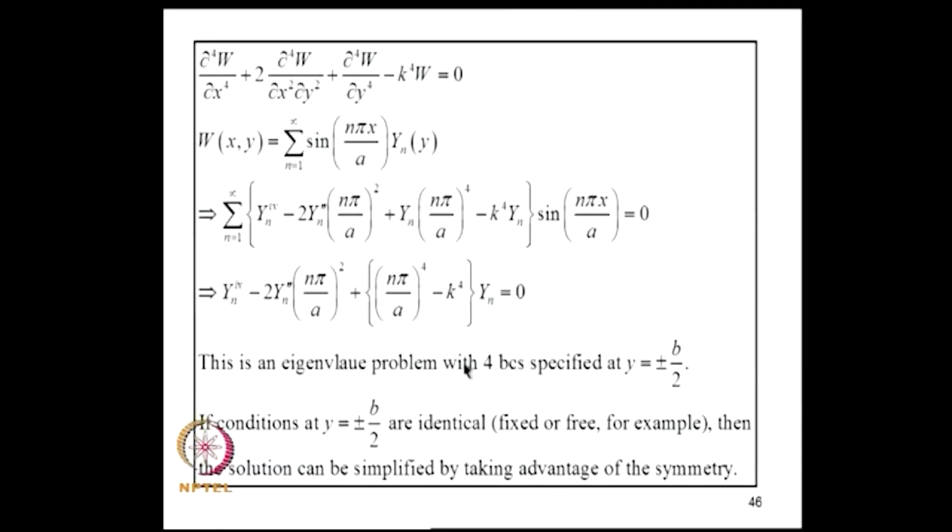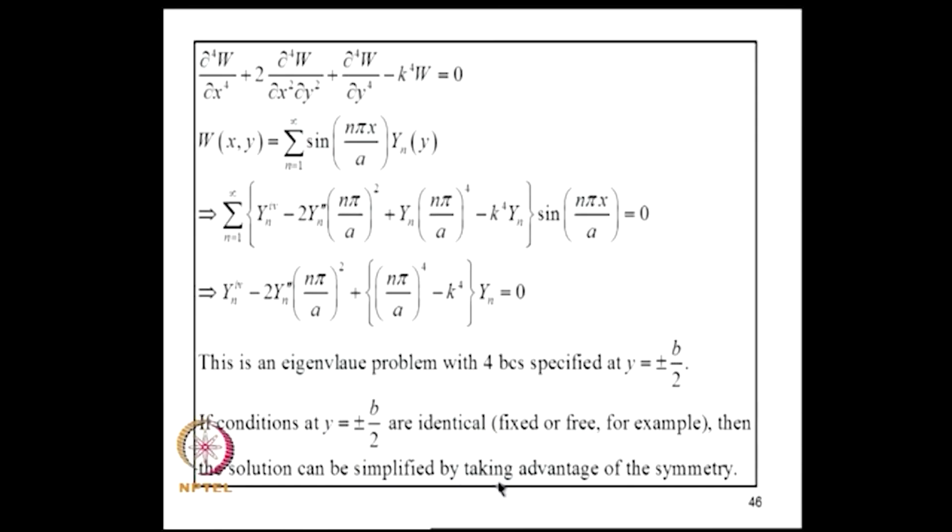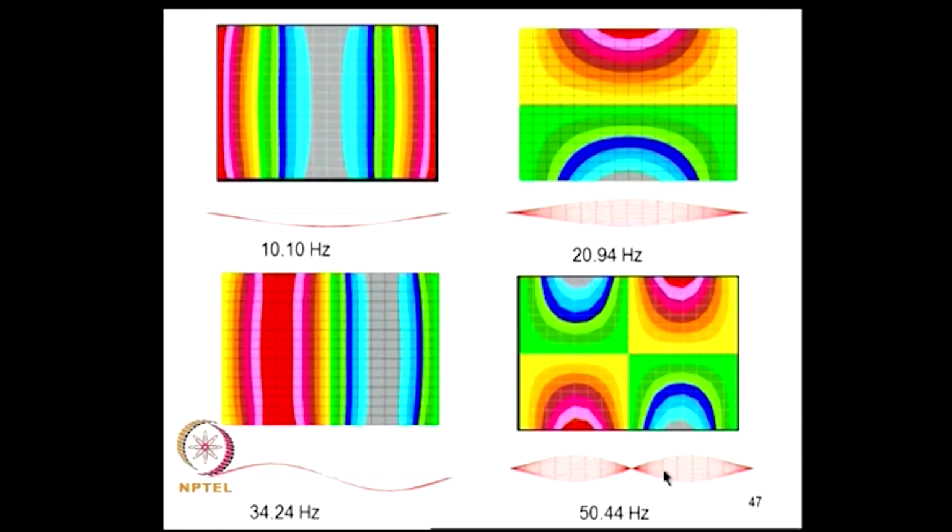Again it is an eigenvalue problem, a fourth order ordinary differential operator, and there will be 4 boundary conditions specified on y at plus minus b by 2. So, if conditions at y equal to plus minus b by 2 are identical, for example, if these two edges both are free or both are fixed or both are simply supported, etc., then the solution can be simplified by taking advantage of symmetry. Now, I will not get into the analytical solution. So, these are results for one such plate.